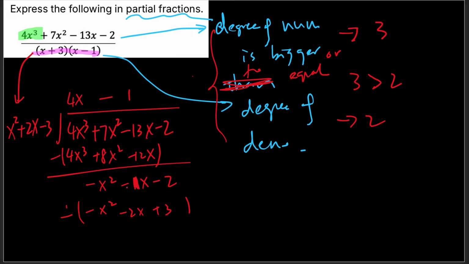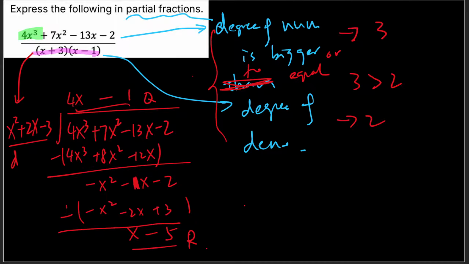Let me double check. So you have the x, and then you have the minus 5. All right. So this is your divisor, and then this is your quotient, and this is your remainder.